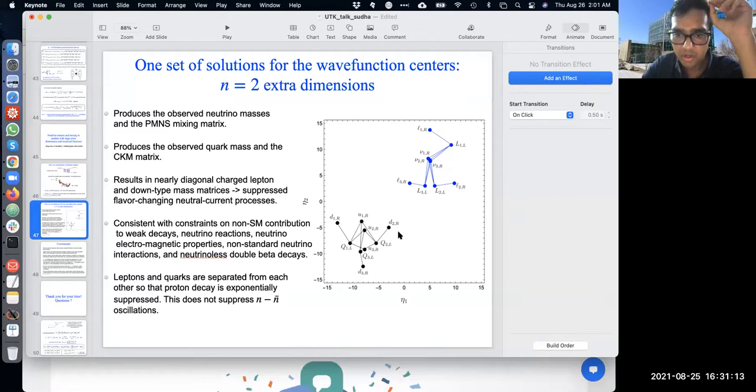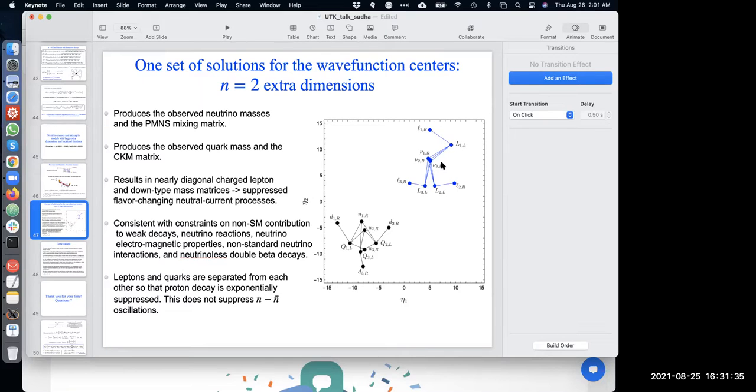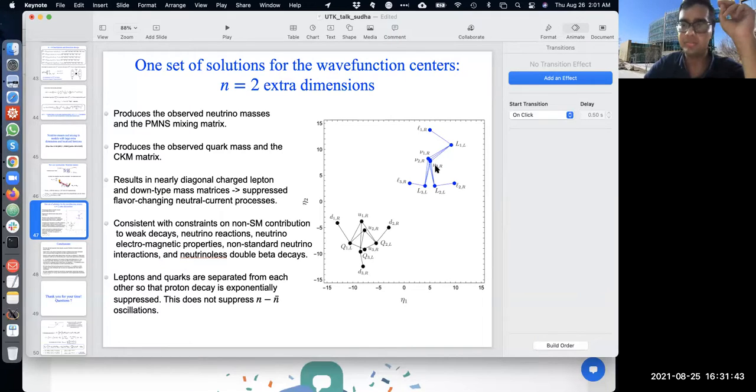But there are no constraints on the separation of quarks with leptons. So what we can do is separate out quarks from leptons by a large amount, and thereby their overlap of wave functions will be tiny. Hence, the effect of proton decay will be really, really suppressed. And this separation is a property of the extra dimension or a free parameter? It's a free parameter.